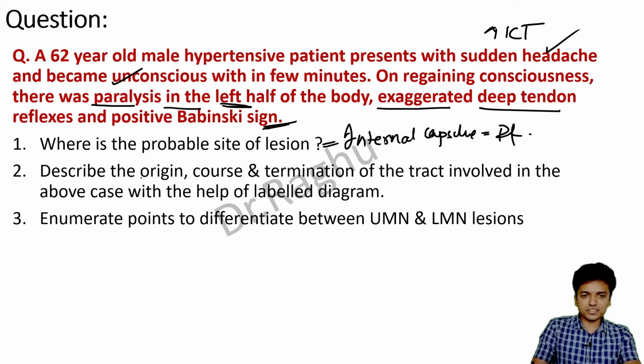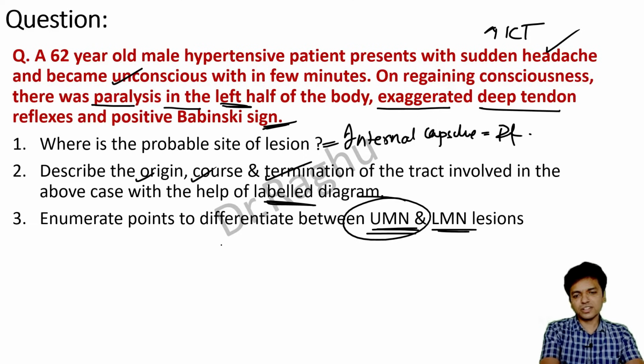Second question says, describe the origin, course and termination of the tract involved in the above case with the help of a labeled diagram. We have discussed the origin, course and termination. And the last question says, enumerate the differences between upper motor neuron and the lower motor neuron. I have already discussed what are the features of the upper motor neuron lesion. So this is how the question can be asked.